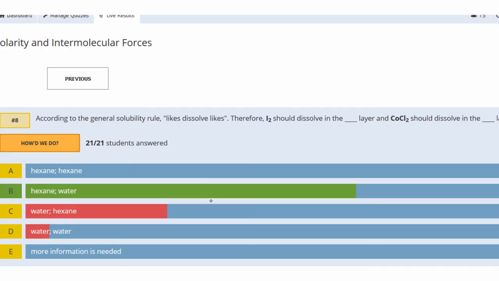All right, looks good. And the I2 went into the hexane because hexane is non-polar, iodine is non-polar. Water is polar. Cobalt 2 chloride is not actually polar, this one is actually ionic. But because water is a very highly polar substance, it will also dissolve ionic compounds. So any questions on the demo here for today?